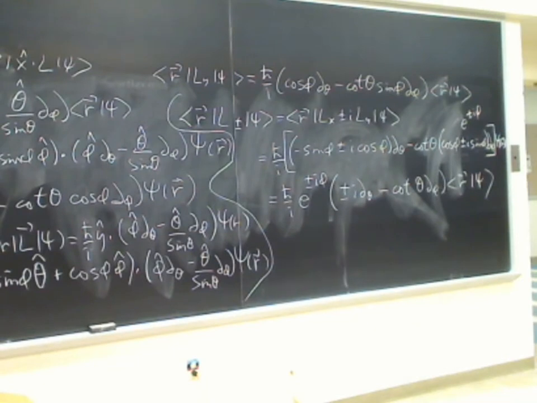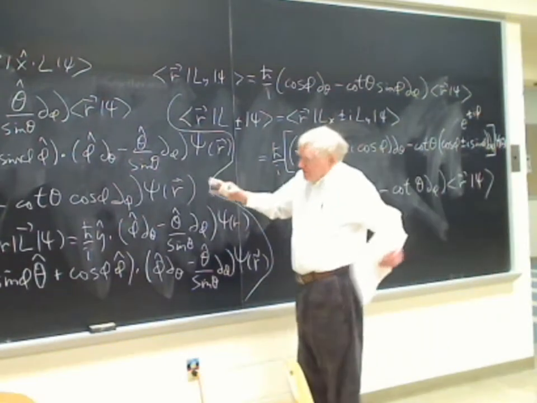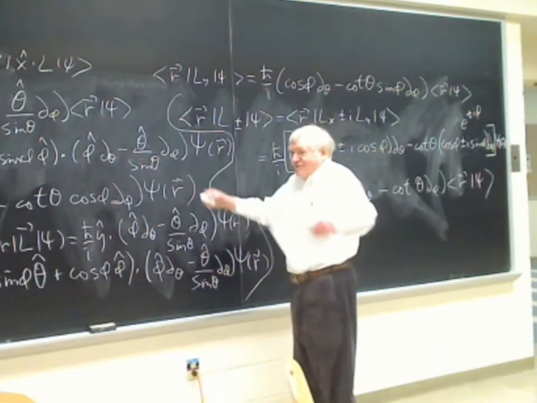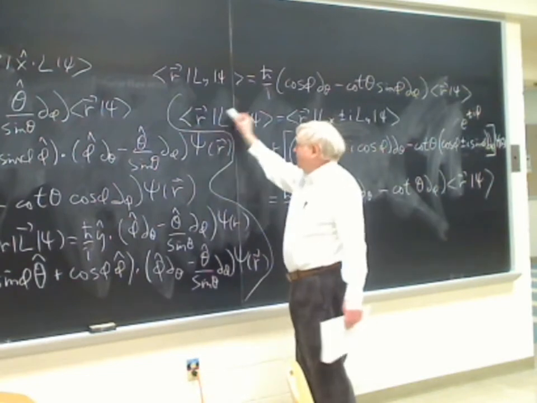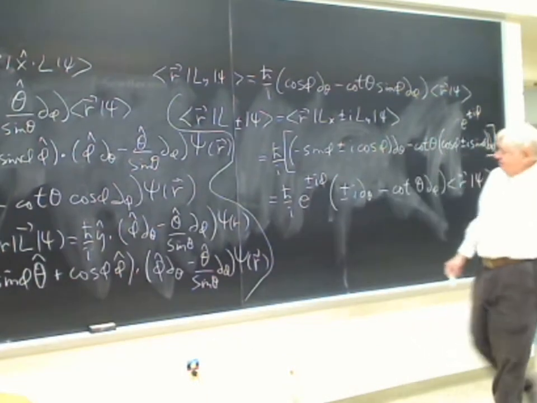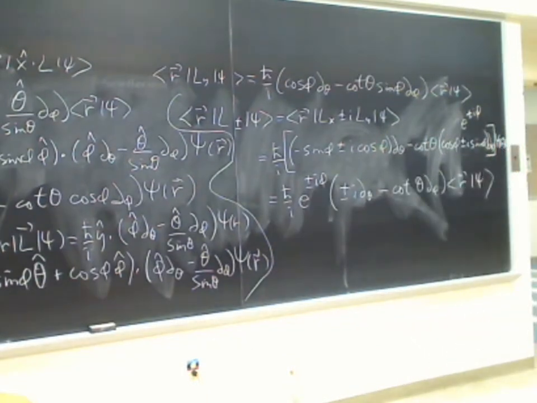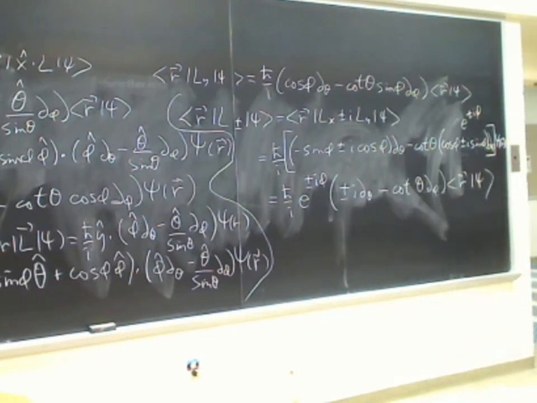All right, well, that's a surprisingly simple expression, given that there were other expressions more complicated, namely that L plus or minus on psi is e to the plus or minus i phi, h bar over i, and then d by d theta with a plus or minus i, and then minus cotangent theta d by d phi. So it's simpler than one could have expected.